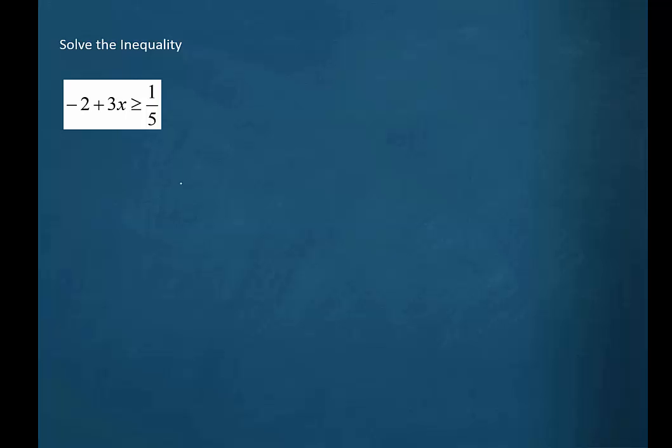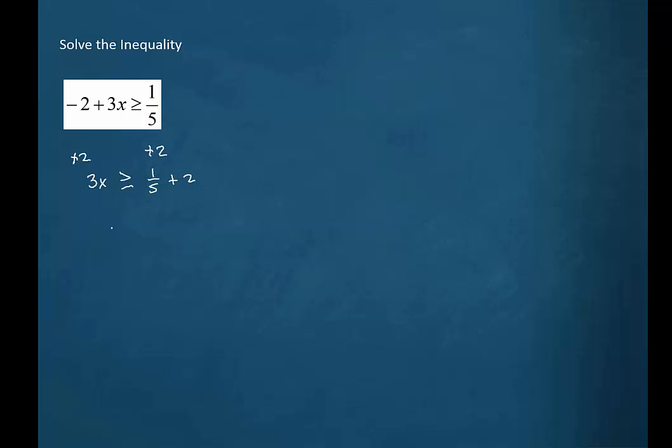The instructions are to solve the inequality. This is a linear inequality, and so what we'll do then is just get x by itself on the left. We'll add 2 to both sides, and we'll wind up with 3x greater than or equal to 1/5 plus 2.